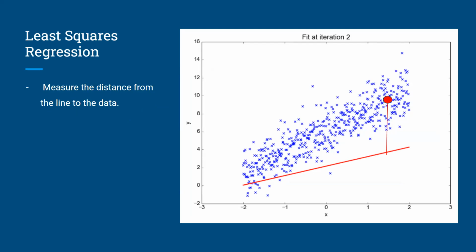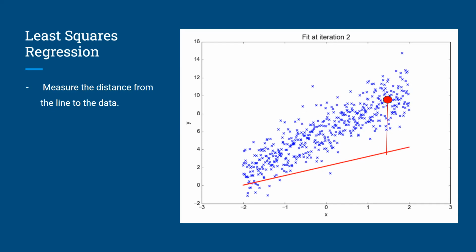This distance is called a residual. You're going to hear me saying that term a lot, but it's a scary word; all it is, is measuring the distance from a point to the line.